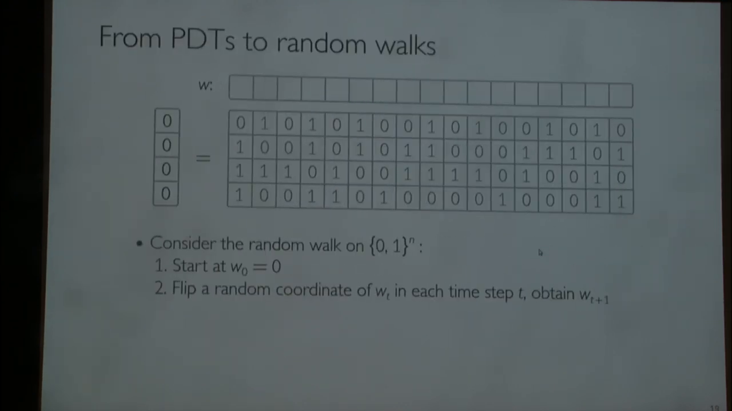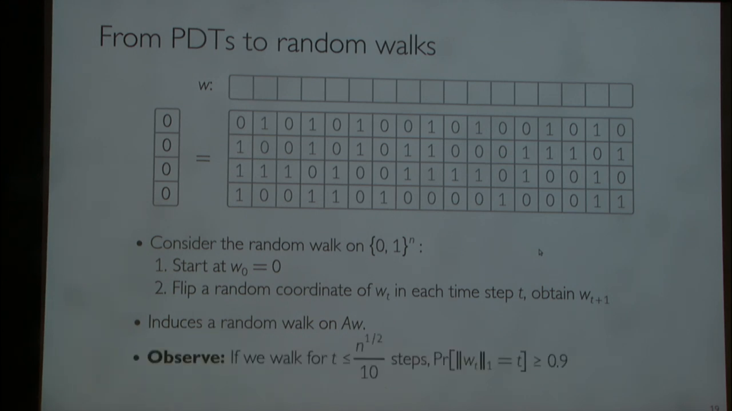So we just do a random walk on this top vector W, and then it induces a random walk on A times W, and whenever this A times W hits B, at that particular time we accept. Now also observe that if t is smaller than square root of n, and we do this W random walk for t time steps, with probability 0.9, I will have exactly Hamming weight t.